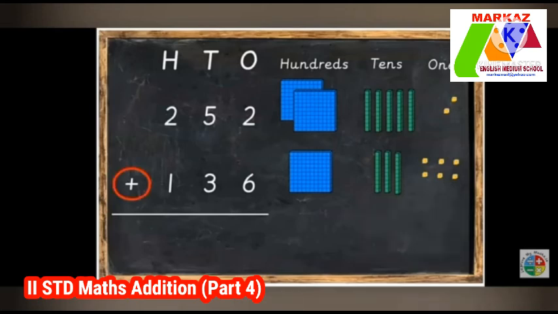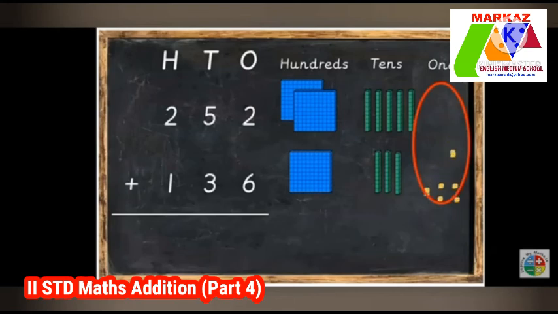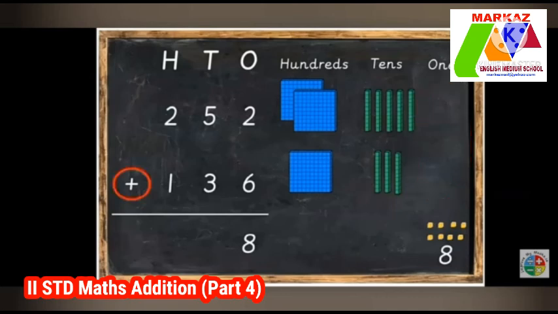Okay, so now we're going to add these. So first of all, we're going to start with the ones. We're going to add 6 plus 2, which makes 8. So get the ones and bring them down to the bottom. If you'd like to pause the video to do this, pause it and then press play afterwards. We're going to write in our 8 underneath the 2 plus 6.